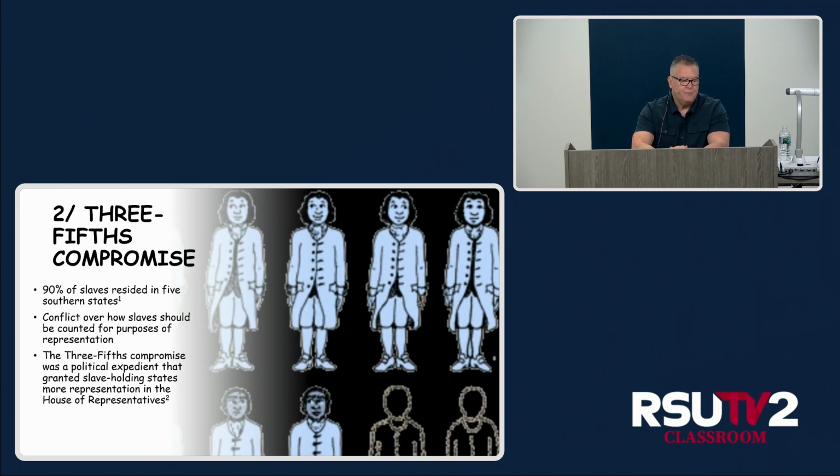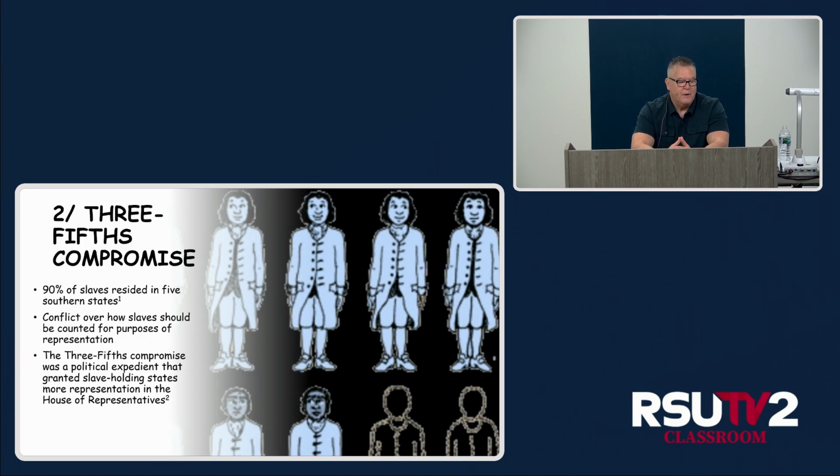So conflict over how slaves should be counted for purposes of representation created real divisions within the convention delegates. The Southern delegates, led by the Pinckneys, Charles and I can't remember what the other Pinckney was named, basically said, look, if we don't get some reassurances that we can stop anybody attacking slavery, we're going to blow up the convention. And so eventually they came to this idea of the 3/5 compromise, okay?